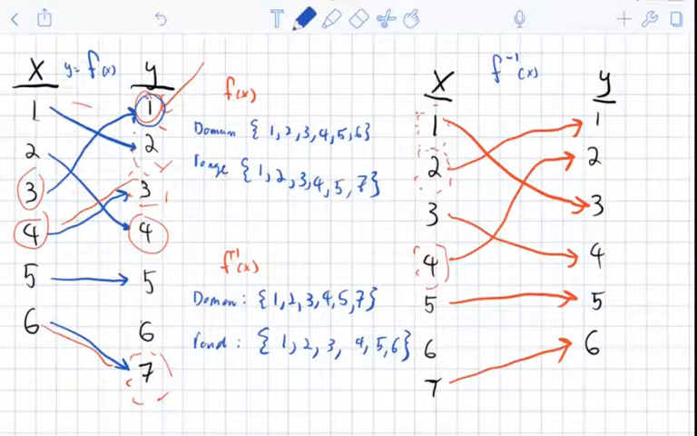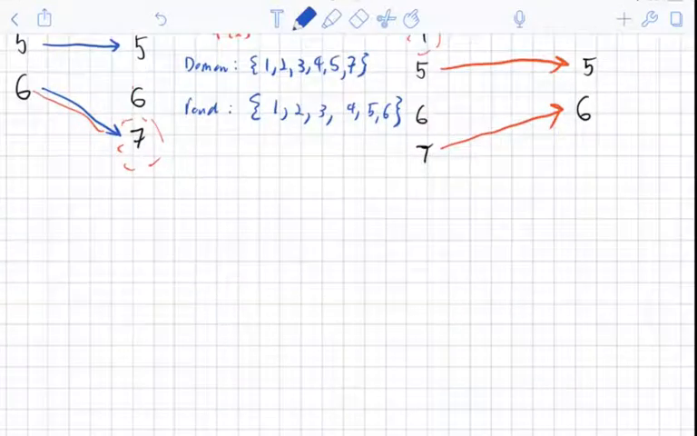So, one question you might ask is, is there any way to test an inverse? What makes an inverse function an inverse?